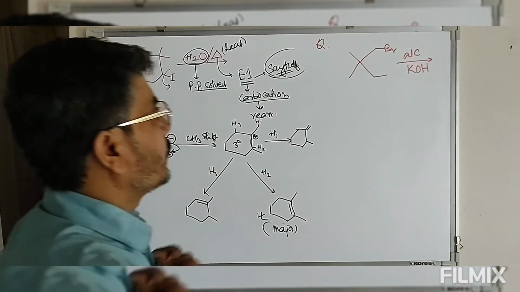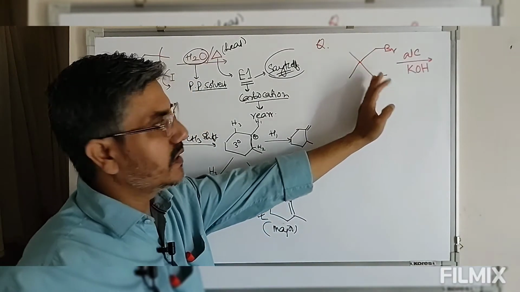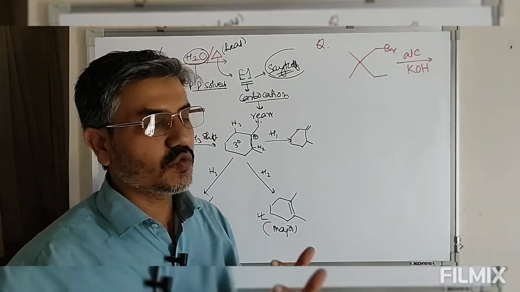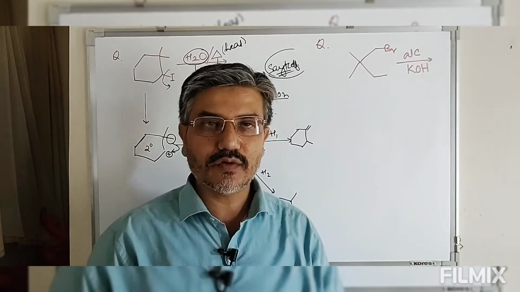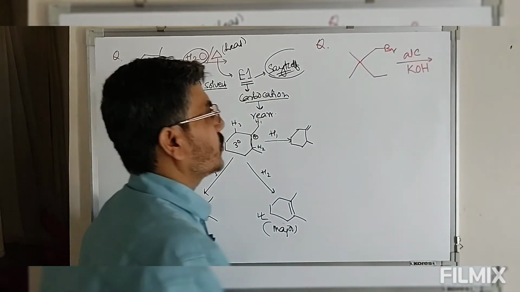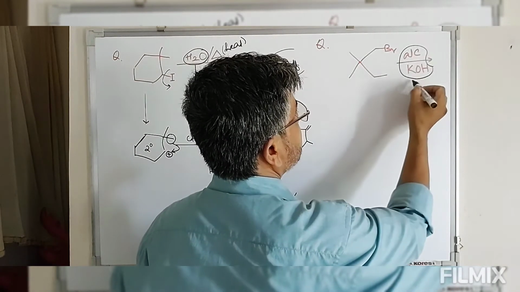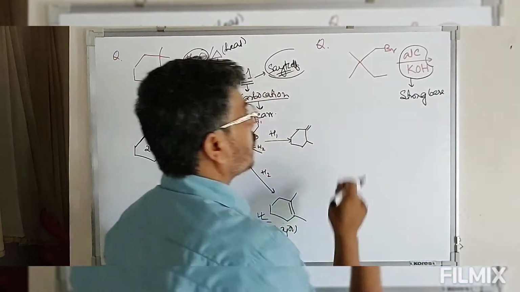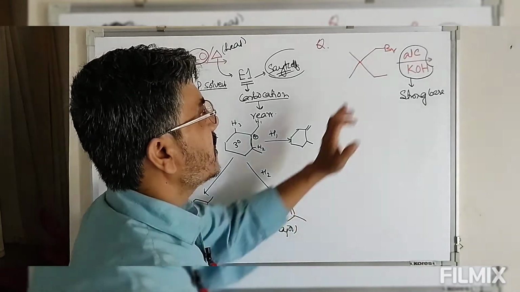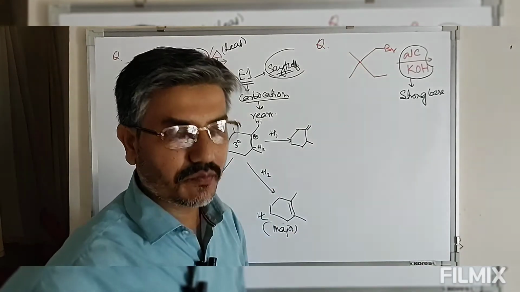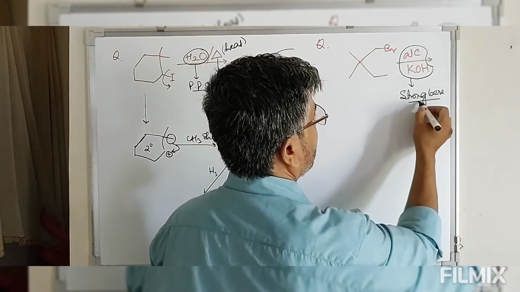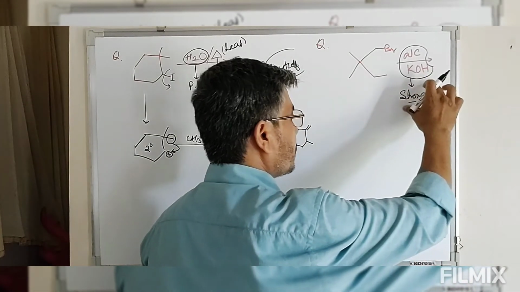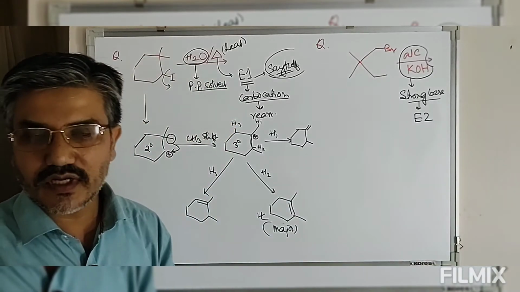Next, we have this alkyl bromide, which is to react with alcoholic KOH. Now we are using a reagent which is alcoholic KOH, KOH dissolved in alcohol. Alcoholic KOH is a strong base. So we have an alkyl bromide in the presence of a strong base, and the reaction has to follow E2, a bimolecular elimination reaction.